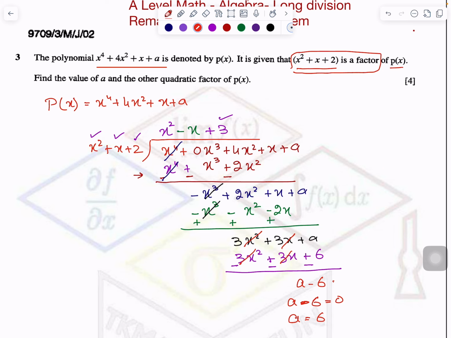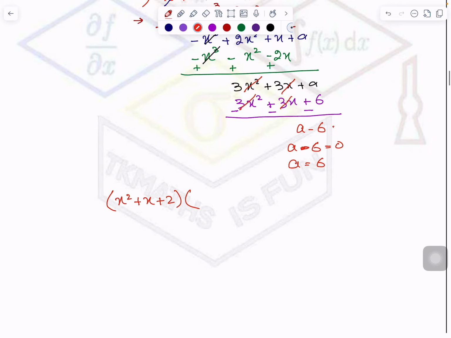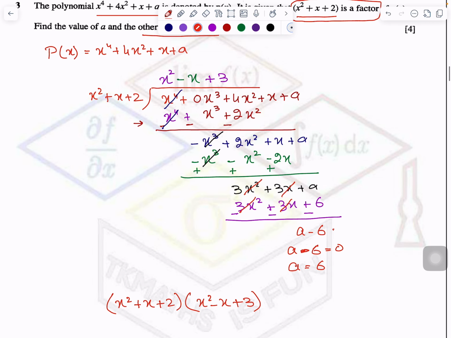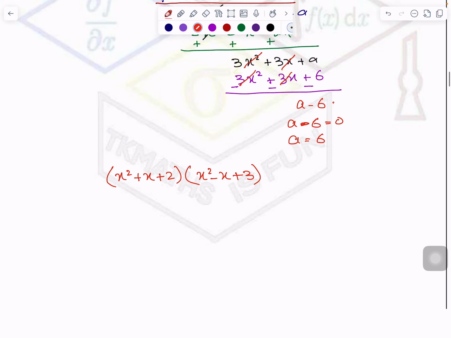And the question is saying find the other factors. The other factor is already here because the quotient and divisor are the factors of the polynomial, right? So you can say the factors are x square plus x plus 2, and x square minus x plus 3. Now I would like to add one thing here, though this is not a requirement in the question at the moment, because the question is only saying find the factors, so we have found it.